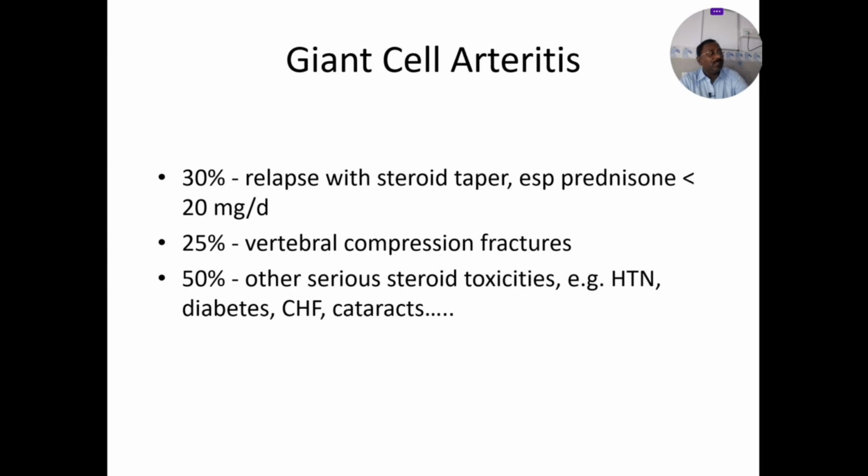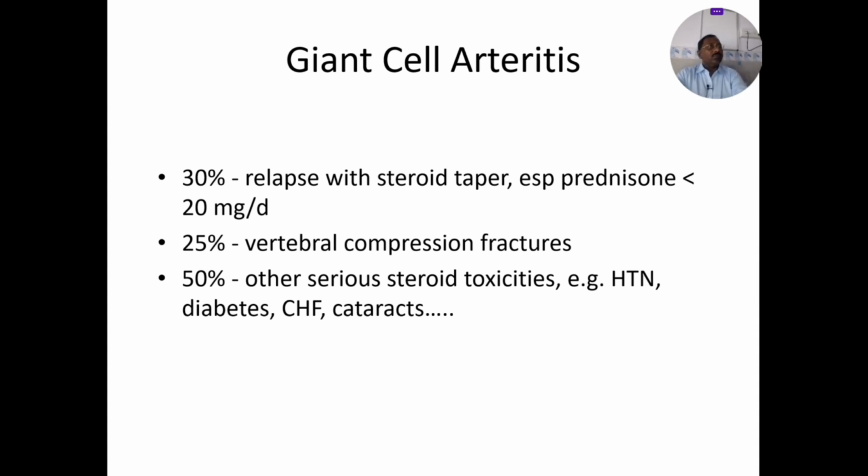So obviously we are introducing the Cushingoid phases. So obviously they get steroid-associated diabetes, steroid-induced hypertension, steroid-induced heart failure. So these are all very common. So as a good physician, you definitely identify these at an early time, and you have to address the hypertension, you have to address the diabetes, etc.